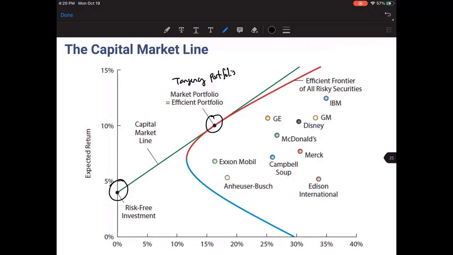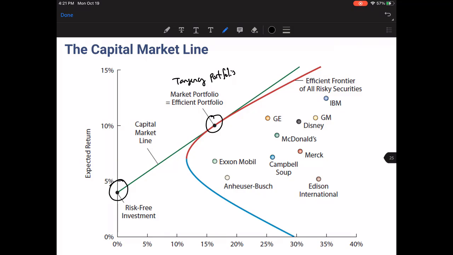Just the weighted average. Any point to the left of the tangency portfolio, you're having some positive weight in the riskless asset and some positive weight in the tangency portfolio. Anything to the right of the market portfolio indicates that you are leveraging, meaning you're borrowing money at the risk-free rate and you're putting more money in the risky portfolio.